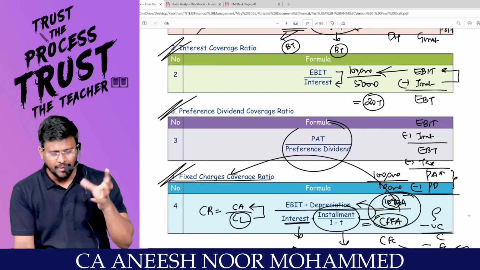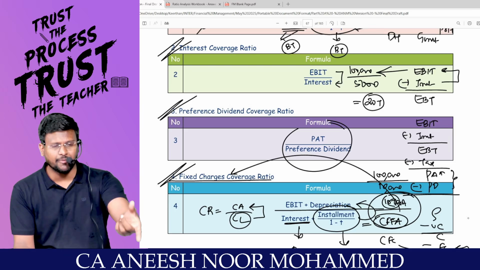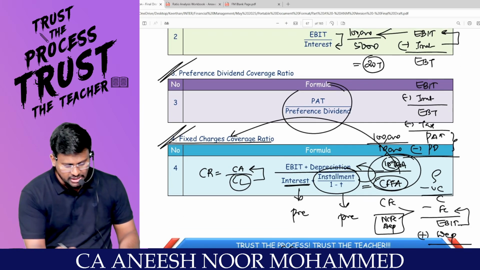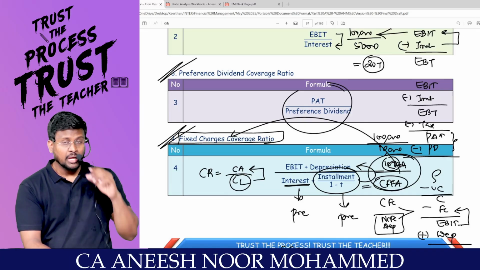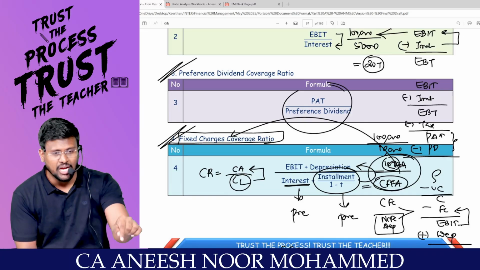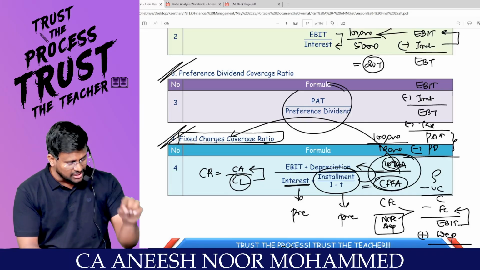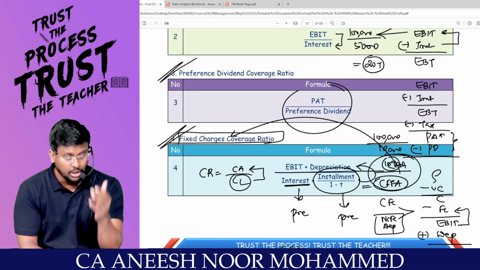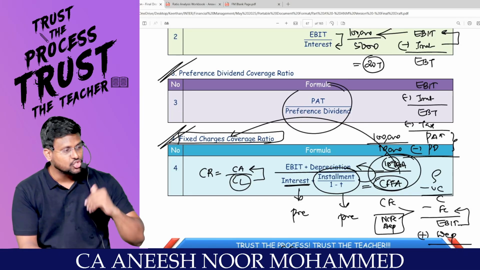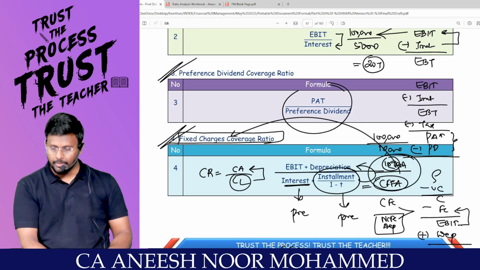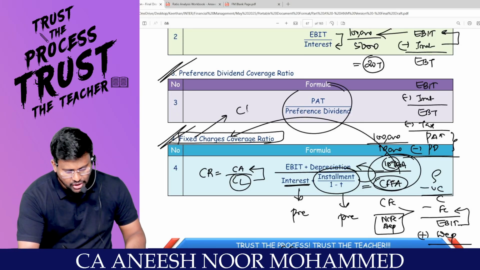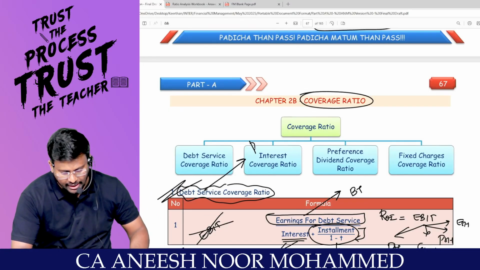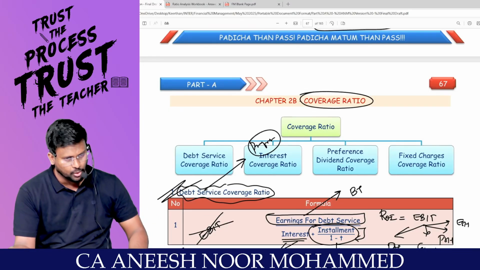Sir, preference dividend coverage ratio means in order to pay the preference dividend, how much PAT I am having is what the preference dividend coverage ratio is. This is the fixed charges coverage ratio. This I am analyzing from the cash angle, not from the earnings angle. That's why how much cash I am having, that is EBIT plus depreciation, to meet the interest plus installment divided by 1 minus t. Are you really with me? So fixed charges coverage ratio we are analyzing from cash, and debt service coverage ratio we are analyzing from profit or earnings. Are you really with me?